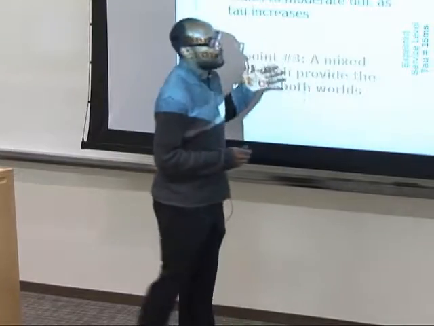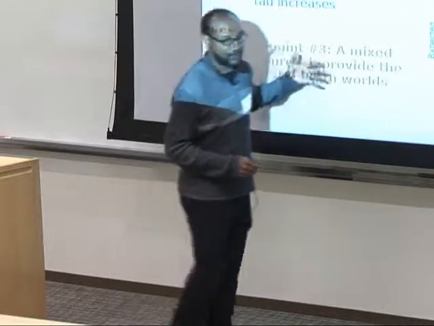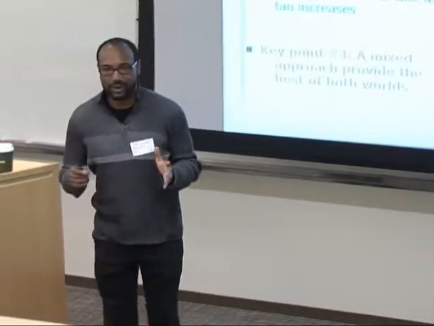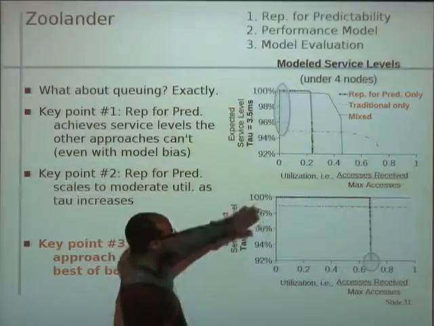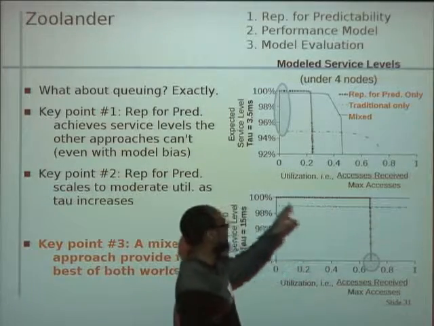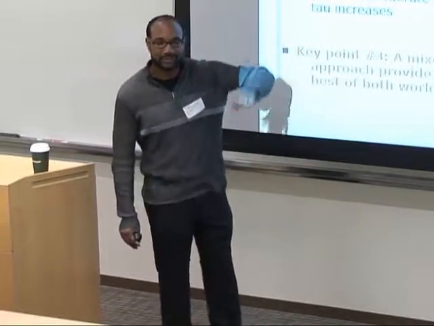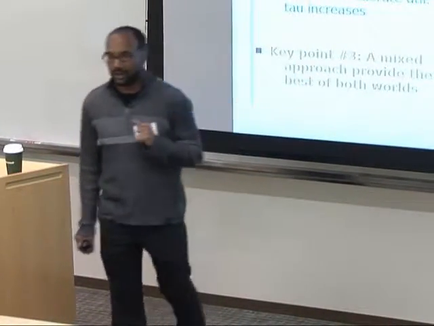And then the most important takeaway from this is, hey, look, you don't have to deal with this drop-off at all if you take a more modest approach. If you look at the utilization that you're facing and decide to use a mixture of replication for predictability and partitioning, you can get the same type of curve that you would see with just using partitioning only, but you can tick up the service level that you can meet by using the two in combination.